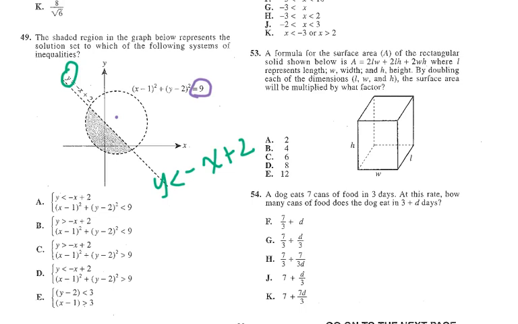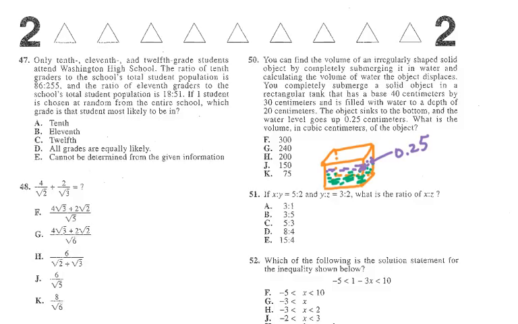Therefore, you will write down for this shaded area part, (x minus 1) squared plus (y minus 2) squared. It will be less than 9 because the distance from the center will be less than 3. In other words, the radius will be less than 3. Therefore, A is the answer.